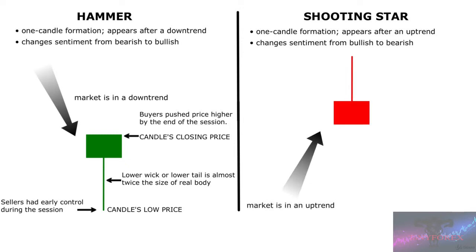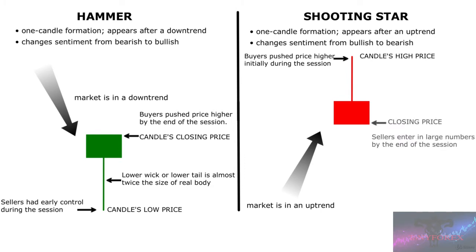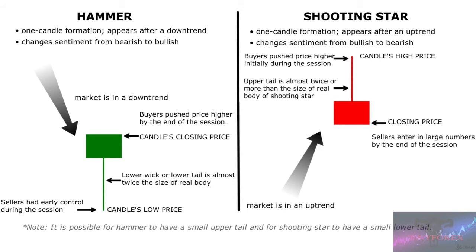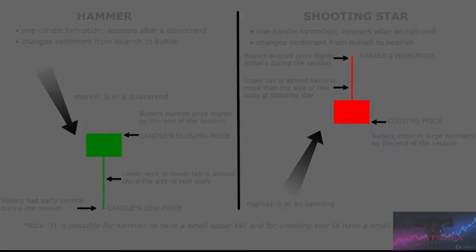A shooting star on the other side brings a pause to the buying strength as the buyers were able to push prices higher early in the session before sellers are able to close the session well below the opening price of the candle. The upper tail or wick of the shooting star candle is usually more than twice the size of the real body of the candle. Please note that it is possible for a shooting star to have a small lower wick and for a hammer to have a small upper wick. Guys, for both of these patterns, the lower tail for the hammer and the large upper tail for the shooting star is a sign of increased strength associated to this pattern.